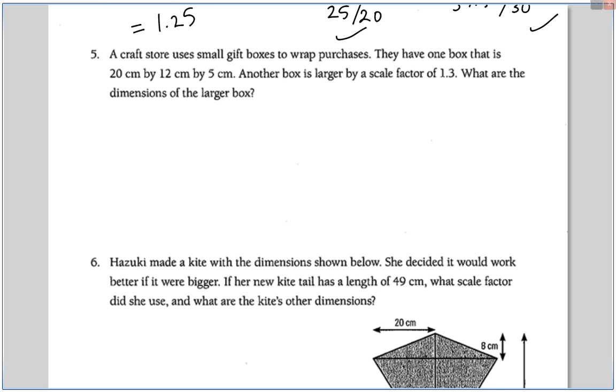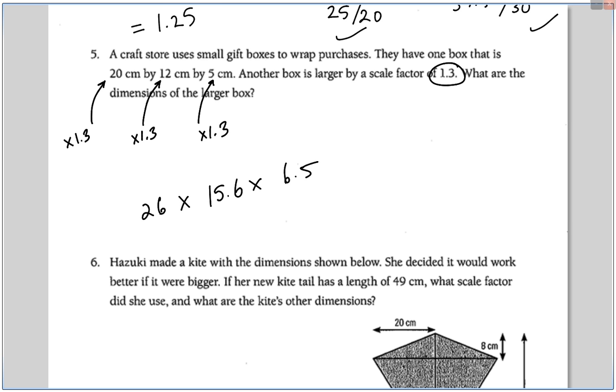Craft store uses gift boxes to wrap purchases. They have one box that is given. Another box is larger by scale factor 1.3. What are the dimensions of the new box? So each one of these dimensions needs to get multiplied by 1.3. That's how scale factor works. Each dimension is multiplied by the factor. So that's an easy question. 26 by 15.6 by 6.5. These are the dimensions of the new box.